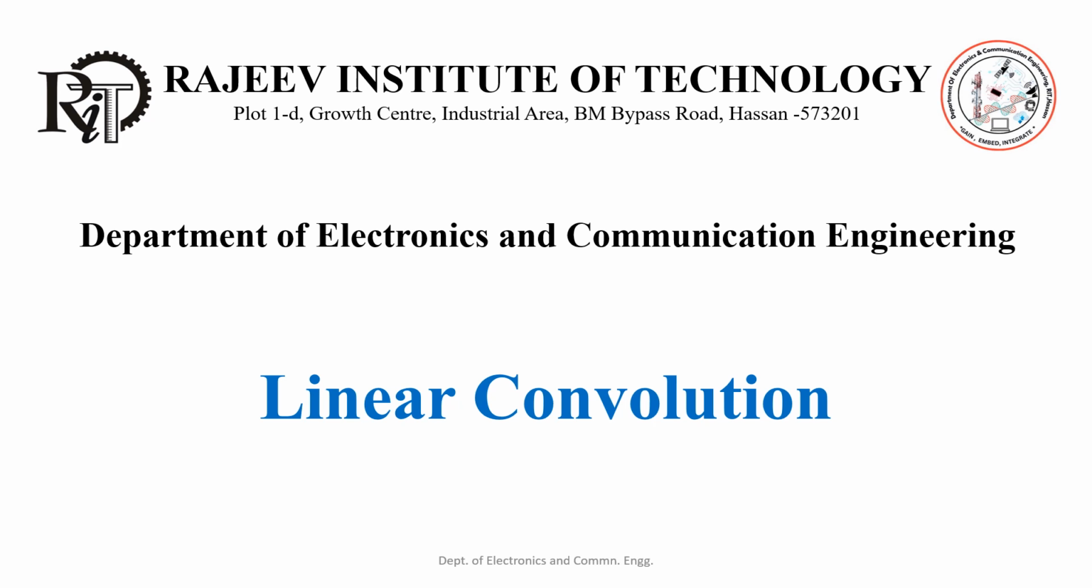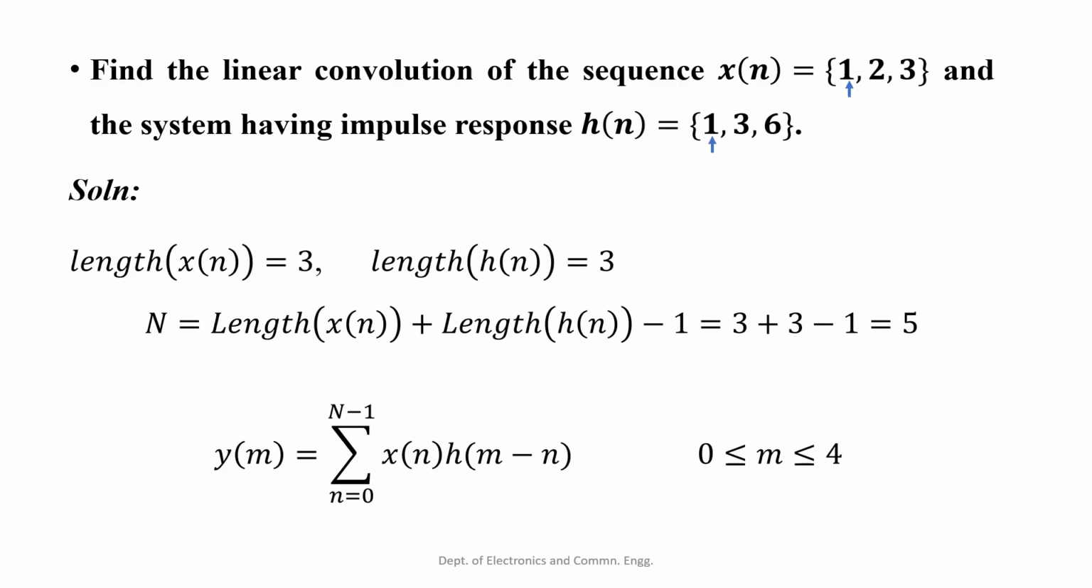Today I am going to explain the calculation of linear convolution using Scilab. Let us go through a problem. Find the linear convolution of the sequence x of n equals 1, 2, 3 and the system having the impulse response h of n equals 1, 3, 6.